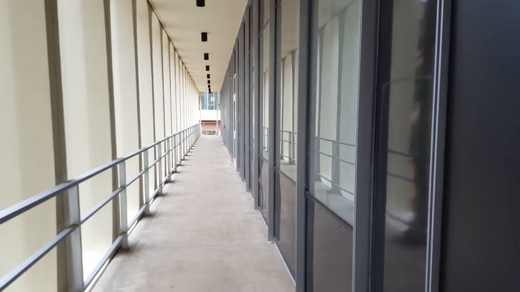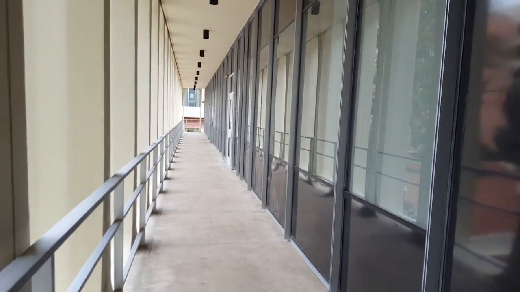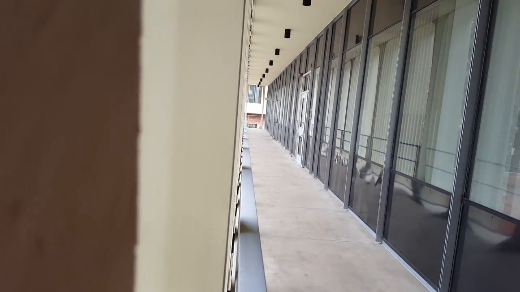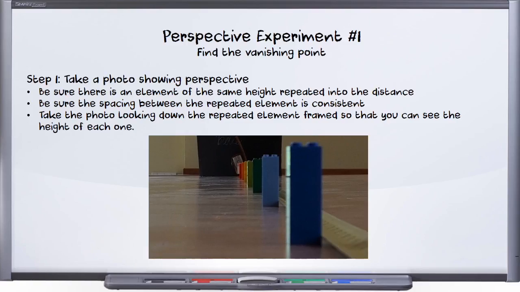So I decided to try to empirically determine the distance to the vanishing point and see if I could do an experiment to validate those diagrams. This is the experiment that I've come up with. Just take a photo that shows a perspective. All we need is a repeated element of the same size, repeated as it moves into the distance.